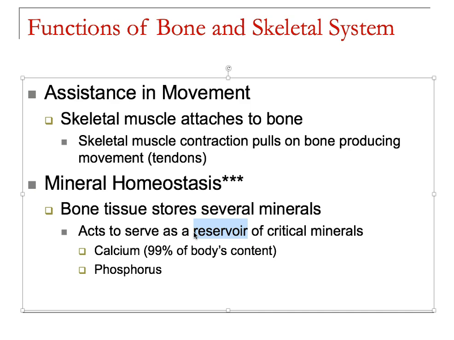Okay, what I want to make sure you get is that it is a reservoir, which means cells in the body will either access it to release it into your circulatory system, or they will remove it from the plasma of your blood to store it into the actual matrix of bone itself.